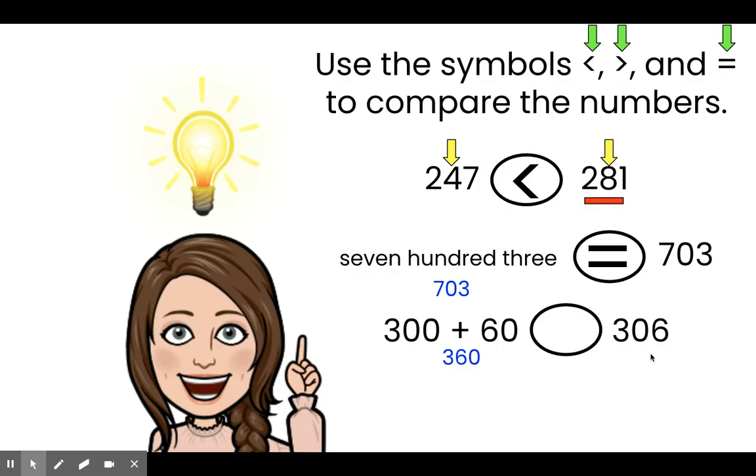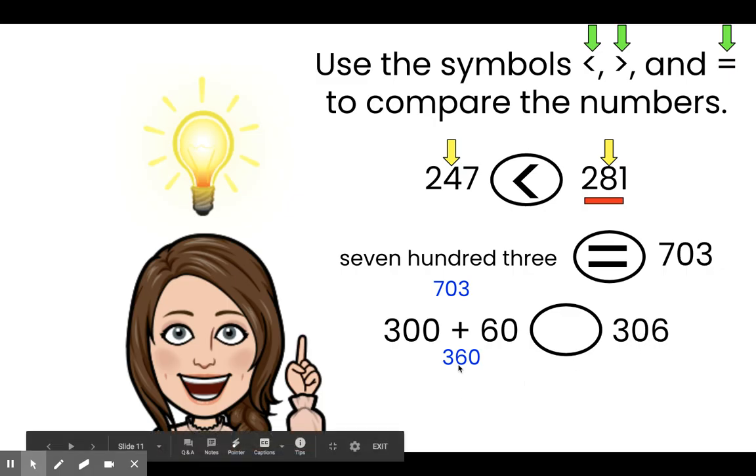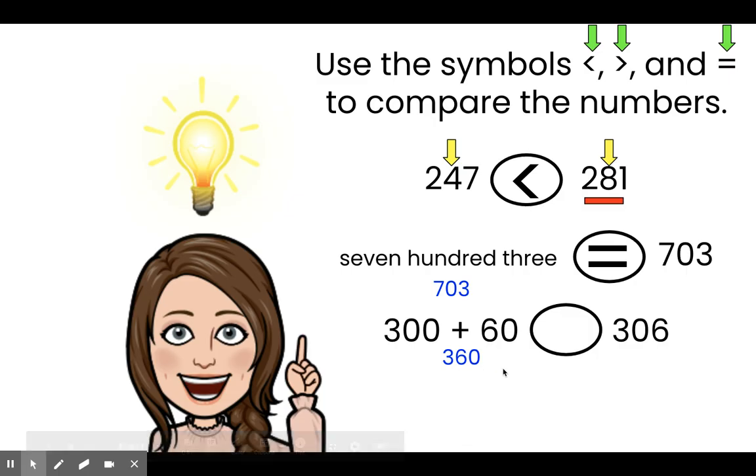Now I can look at the different units to see which one has a greater value. Well, they both have three groups of 100. So in that way, they're equivalent or equal, which means I need to go to the next smaller unit, which is tens. 360 has 6 groups of 10. 306 doesn't have any. That means that 360 is greater. It has more groups of 10, making the value of 360 greater than the value of 306.